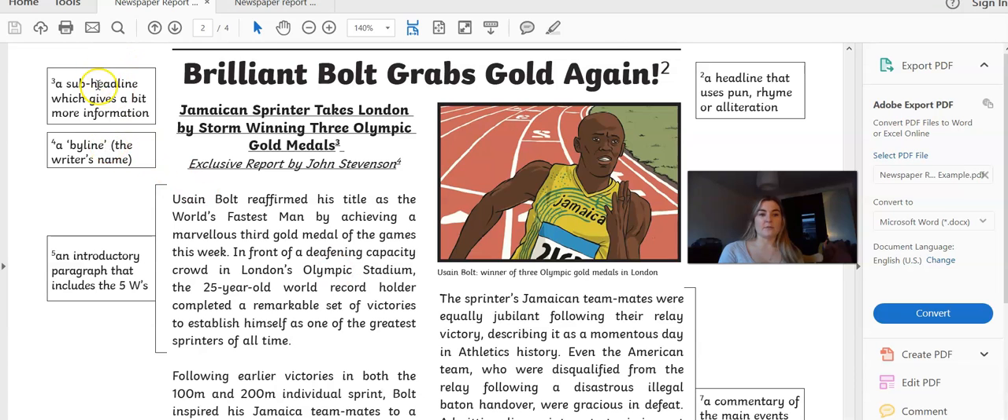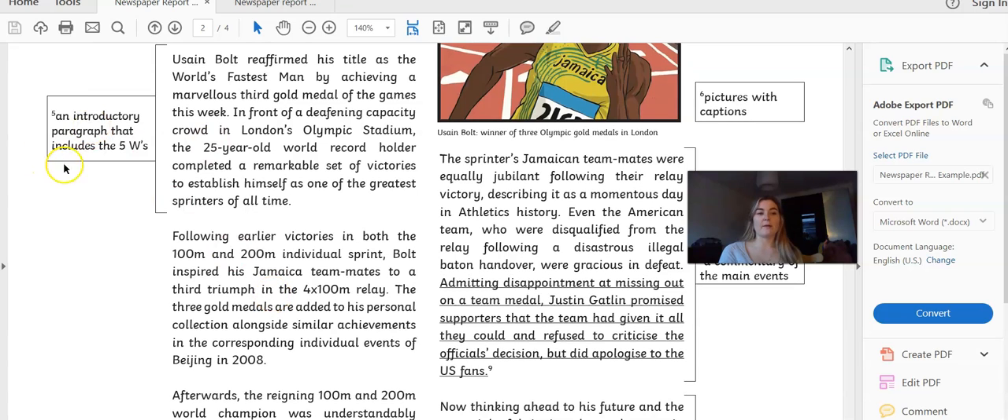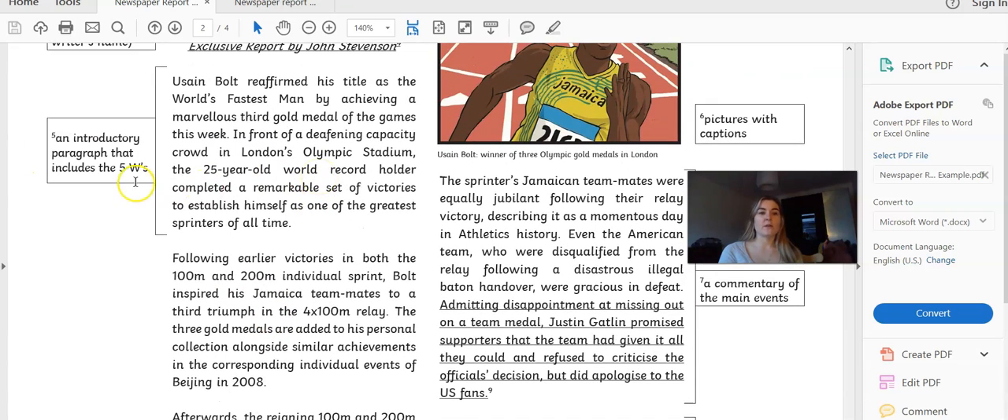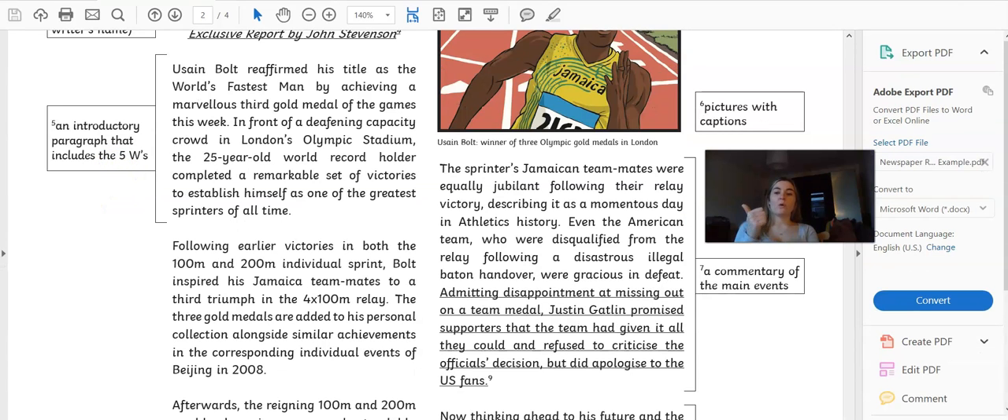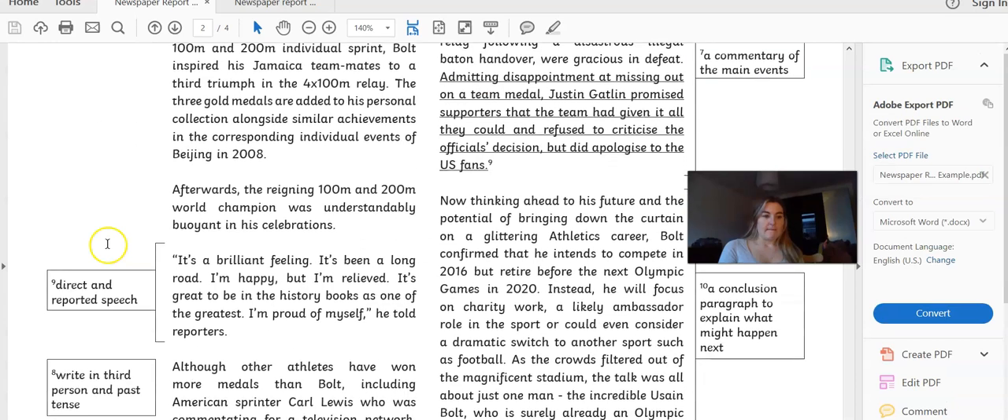So byline, for a subheadline, introductory paragraph, which includes the 5 W's. So we've got the who, the what, the when, the where, and the why. Or you might have how as one of them as well, okay? And that is what the 5 W's aim to do. So we can make sure that we use that when we do our introduction for our writing also.